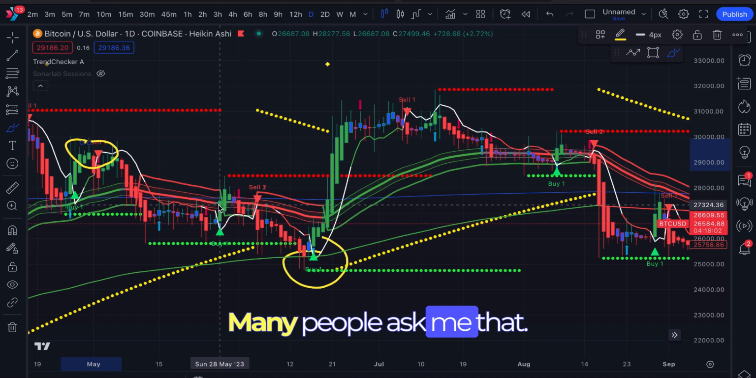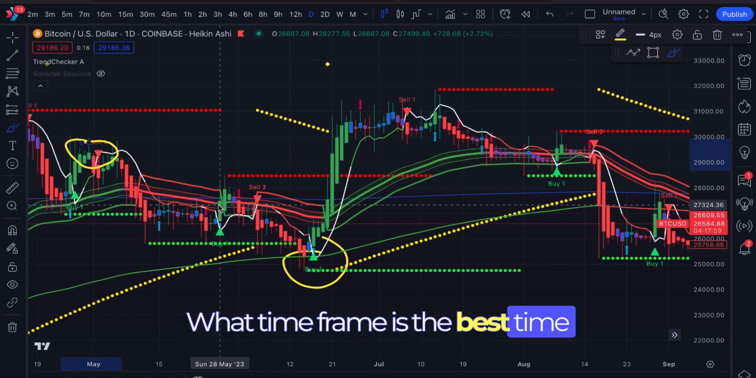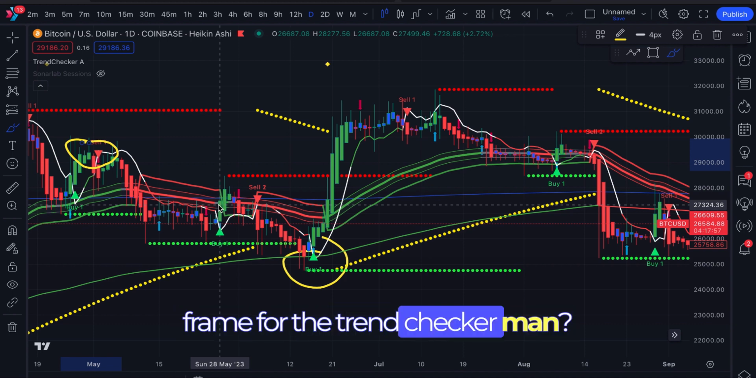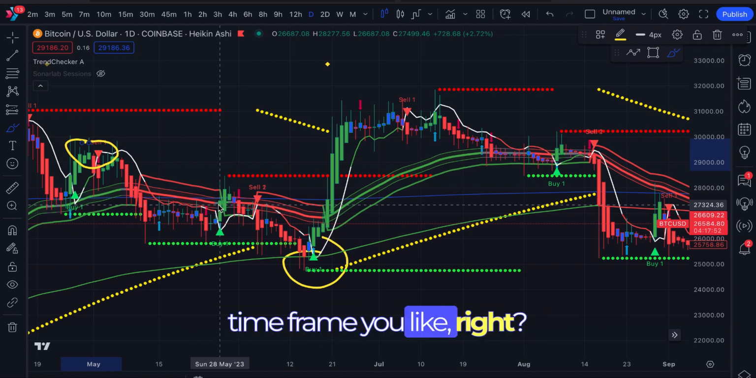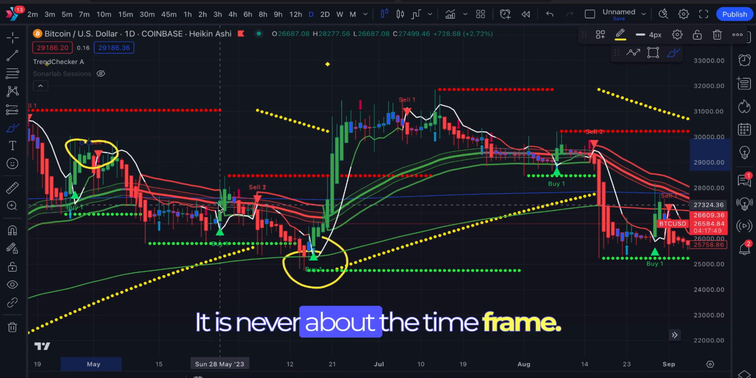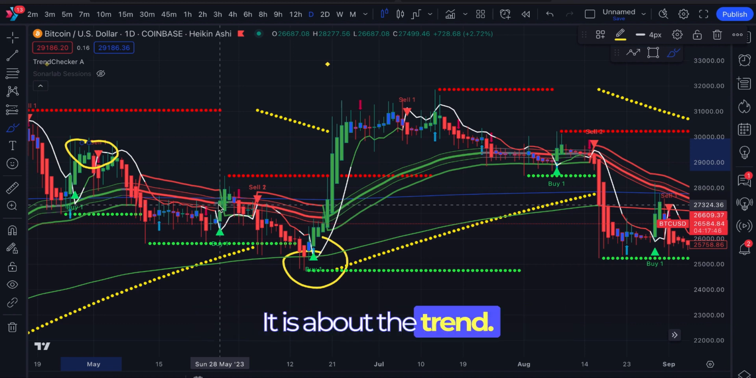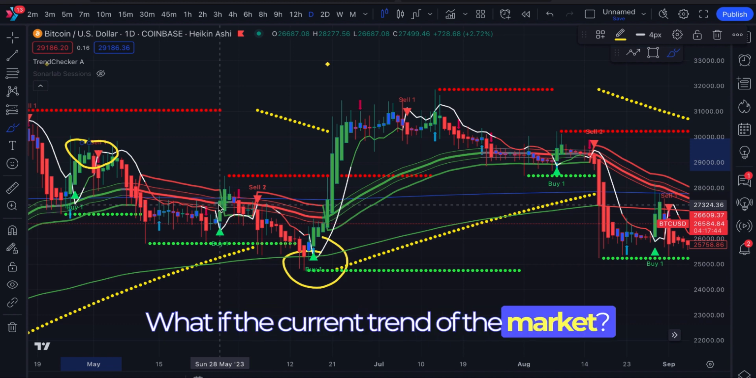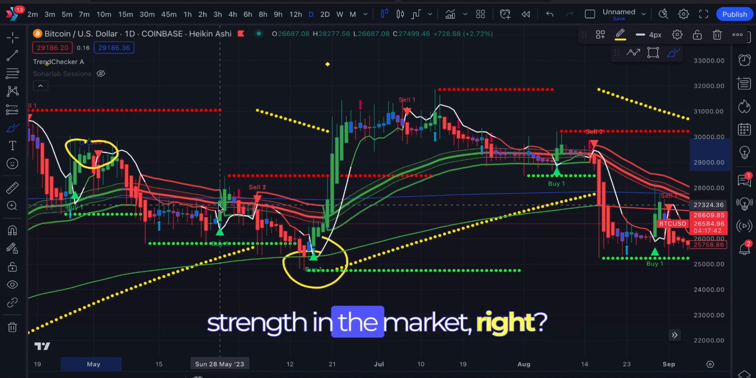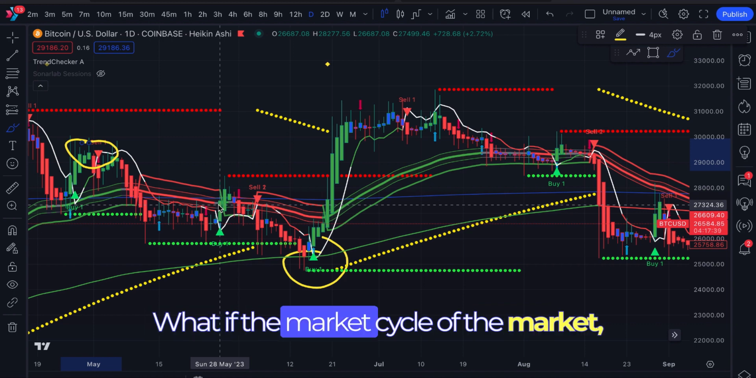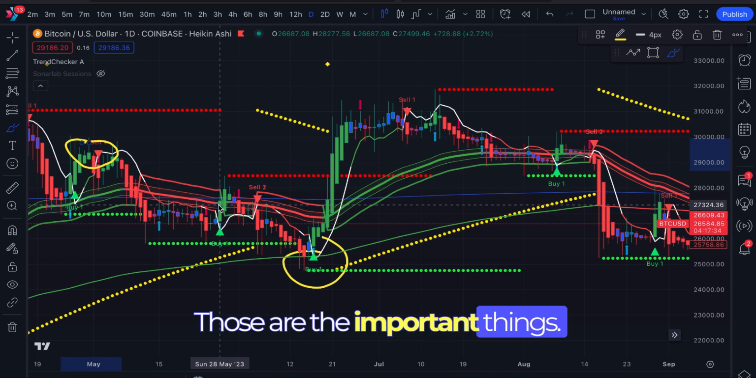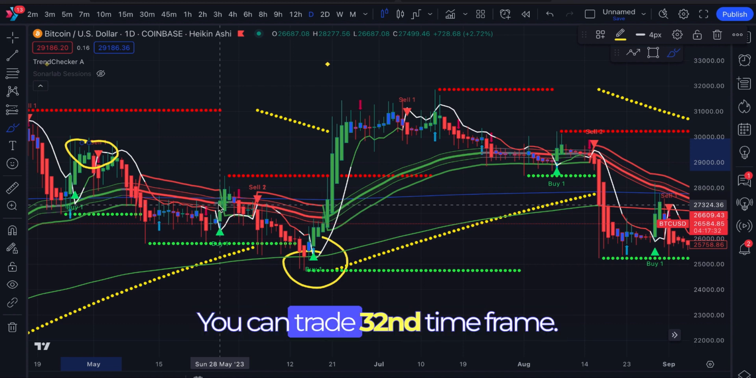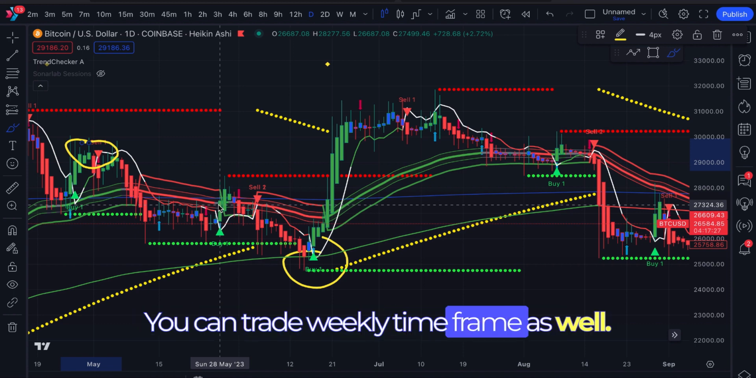There are a lot of questions. Many people ask me what time frame is the best time frame for the TrendChecker. Basically, you can trade any time frame you like, right? It is never about the time frame. It is about the trend. What is the current trend of the market? What is the current volume strength in the market? What is the market cycle? What is the structure of the market? Those are the important things, not the time frame. You can trade a 30-second time frame, a daily time frame, or a weekly time frame as well.